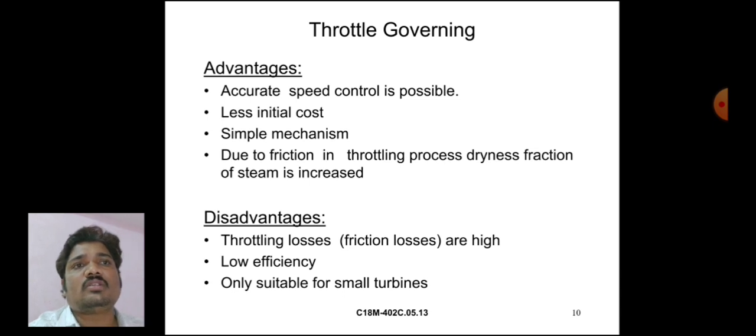Disadvantages of throttle governing: throttling losses, friction losses are high, low efficiency. Throttle governing is only suitable for small turbines.